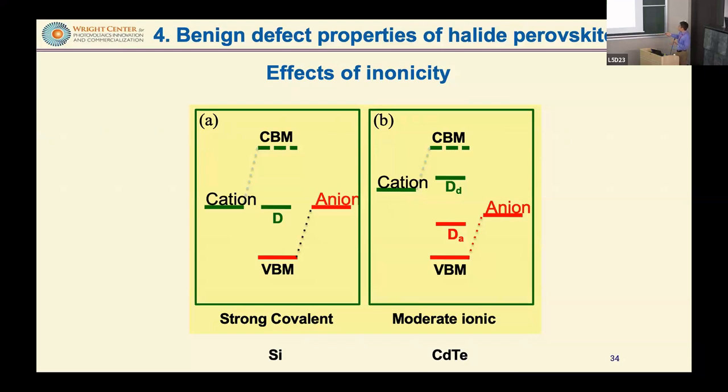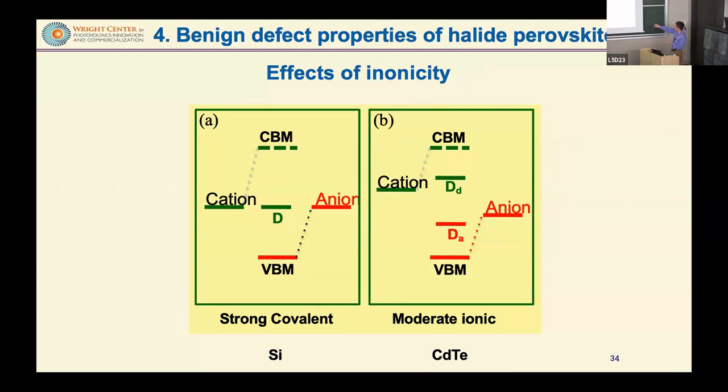So if you make it more ionic, say we use cadmium telluride, you have a cation and an anion, and those two are well separated, right? Not like silicon. So when you form this material, the cation s orbital will form the conduction band, and the p orbital will be pushed down, receiving electrons in the valence band.